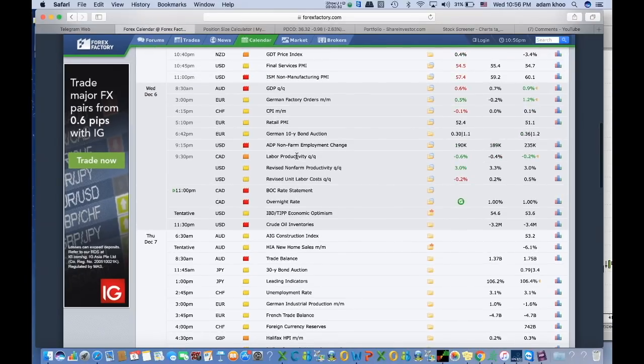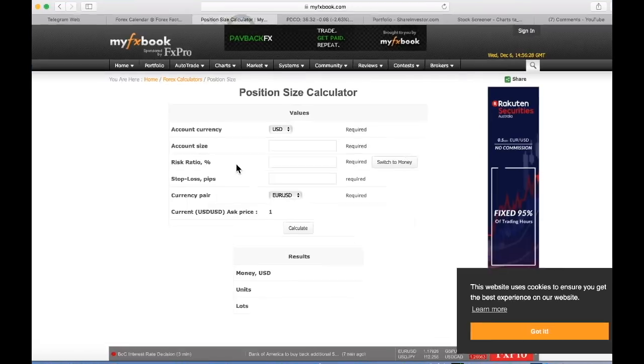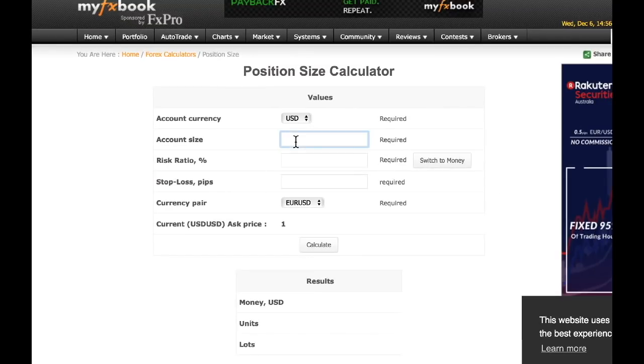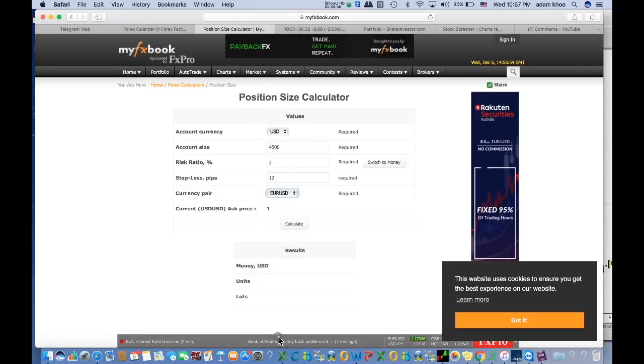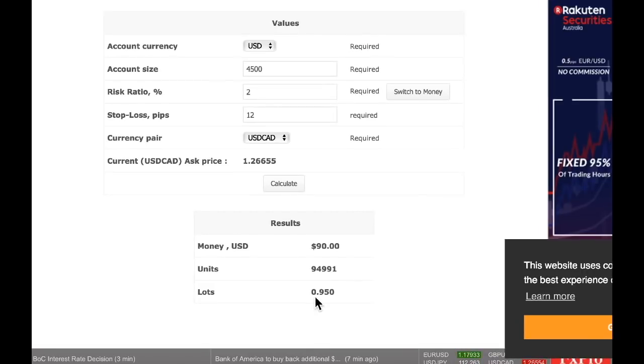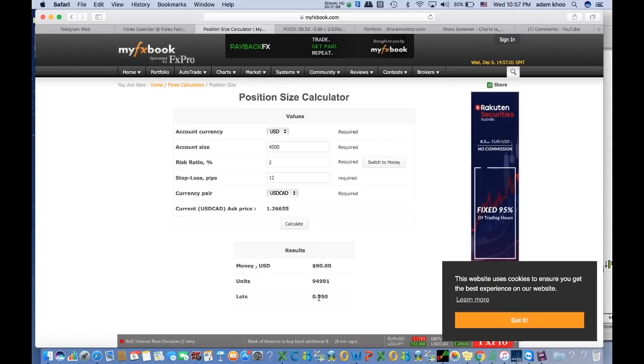All right, so to trade this, the first thing I'll do is go to my position sizing calculator. So for example, if your account size is $4,500, you're risking 2%. Stop loss will always be 12 pips away for this strategy, unless it's a pound pair, where we place it further away. And because I'm trading Canadian news, I'll be looking at the Canadian dollar, CAD. There we go. Based on this, if I click calculate, I will trade 0.95 lots. Okay, so that's my position size.